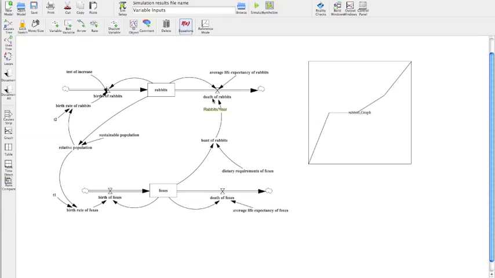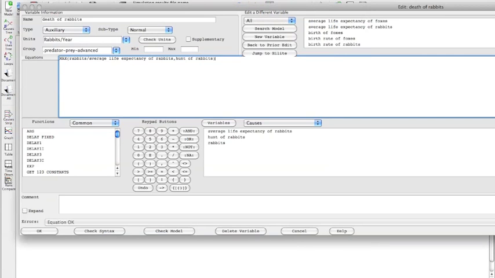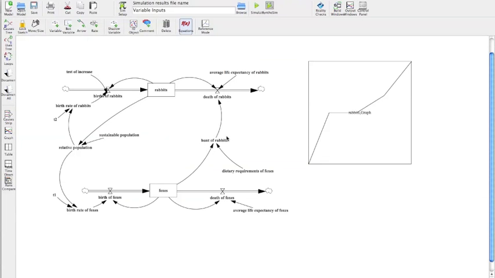Now the death of rabbits is handled here in a slightly different manner than we did with the previous predator-prey model. Here the death of rabbits is going to be dependent on, and this is another introduction, because these rabbits are being hunted. So let me walk back through that. The rabbits are being hunted by the foxes for eating, but that rate of consumption of rabbits, which leads to their death, is driven by a dietary requirement of foxes, and we're going to walk through that in a second.